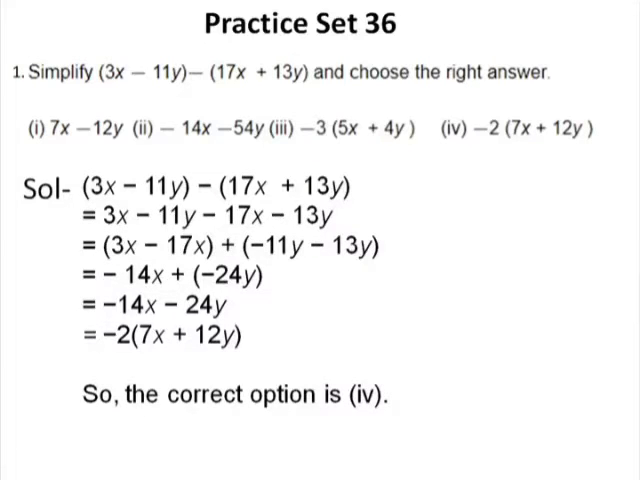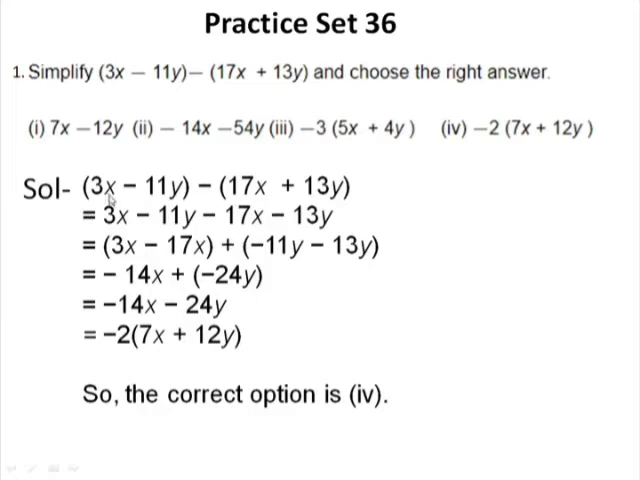Practice set 36. Question number 1. Simplify. 3x minus 11y minus 17x plus 13y and choose the right answer. Children, in this question, you have to subtract a binomial from the binomial and find the correct answer. For that, we will solve this expression.